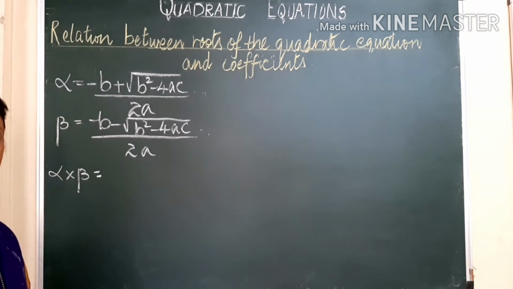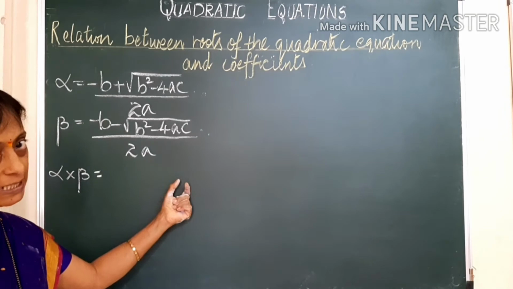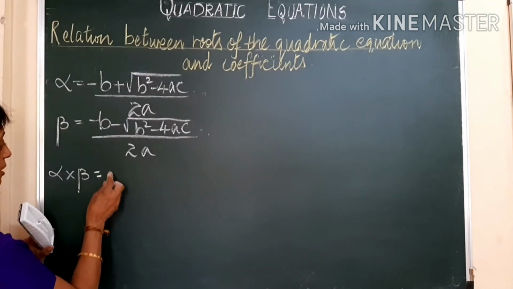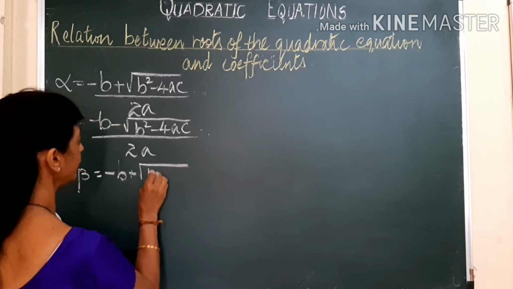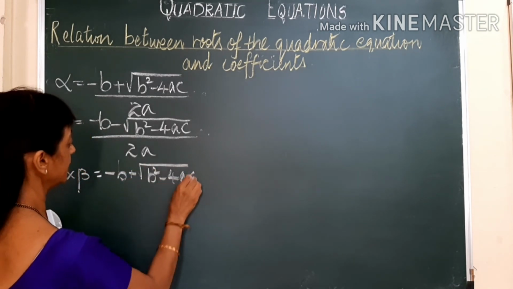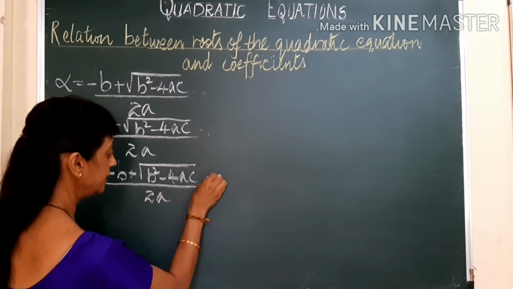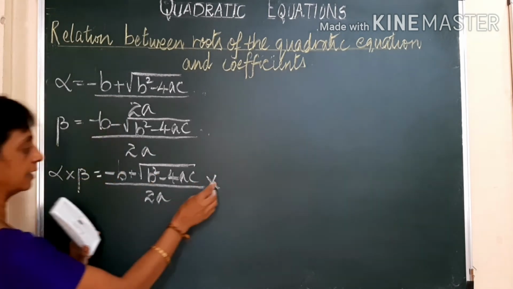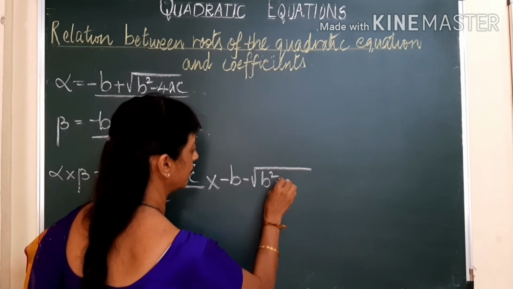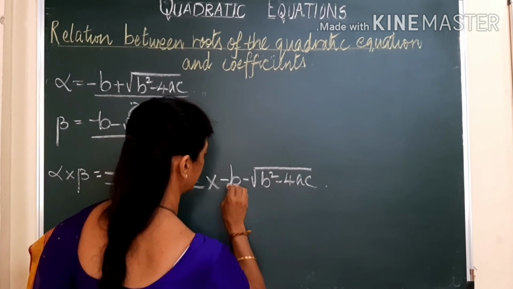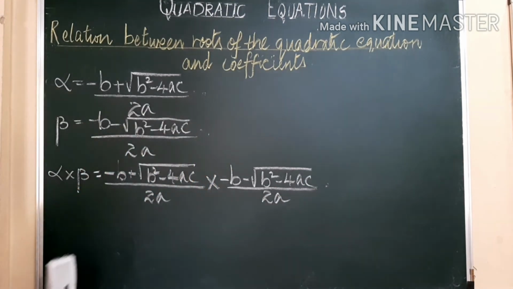So when we take the product children now, substitute in place of alpha its value, substitute in place of beta its value and take the product. So what do you get? Minus b plus root of b square minus 4ac upon 2a into the value of beta, minus b minus root of b square minus 4ac upon 2a. Now children, look at the denominator.